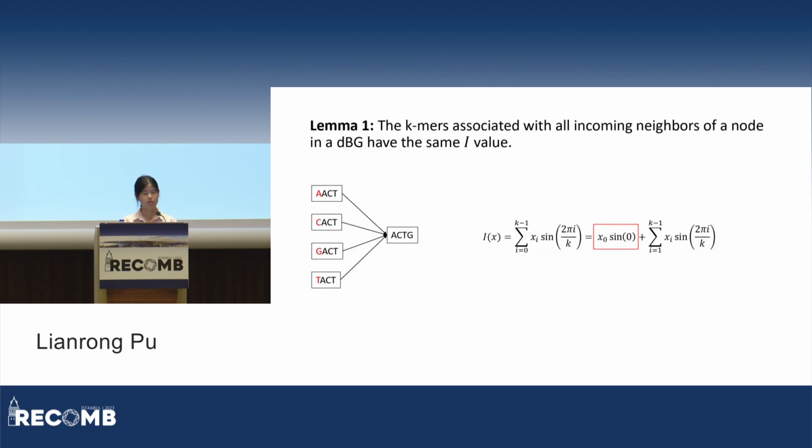So before I show an example of our algorithm, I will show one more important lemma. In the de Bruijn graph, for one node, all of its incoming neighbors have the same I value. According to the definition of the graph, all of its incoming neighbors only differ in the first character, and according to the formulation to calculate the I value, the weight of the first character is always multiplied by sin 0, and sin 0 is equal to 0. So like I showed in the formulation on the right, the red part is always equal to 0, and the other part is the same for all the incoming neighbors. So it's easy to get the conclusion: all the incoming neighbors have the same I value.